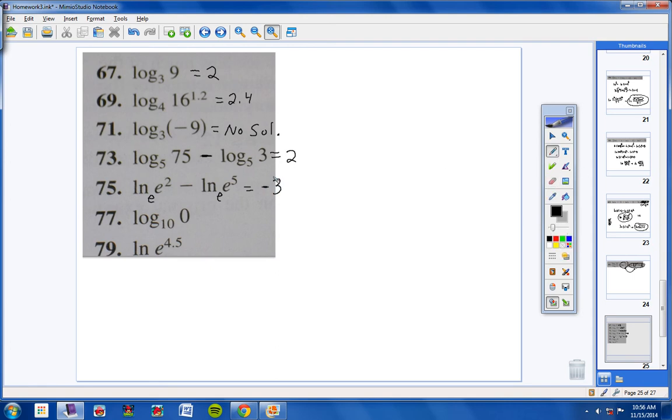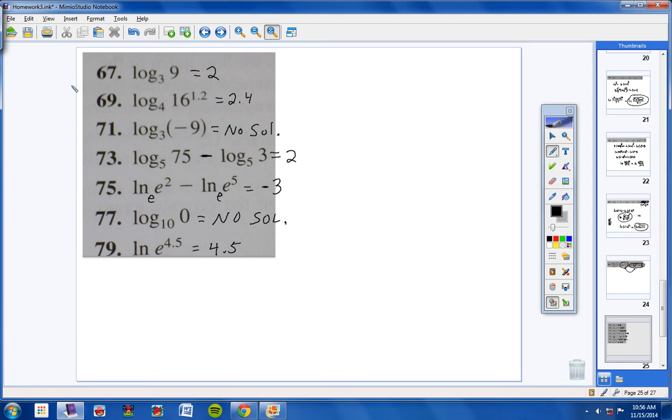Okay, we check the back of the book like we always do to check for little mistakes, and we're moving on. Okay, you cannot take the logarithm of a negative number, nor can you take the logarithm of 0. Okay, so no solution. No solution. Okay? Alright, this one here, the answer is 4.5. You should see that right away, guys.